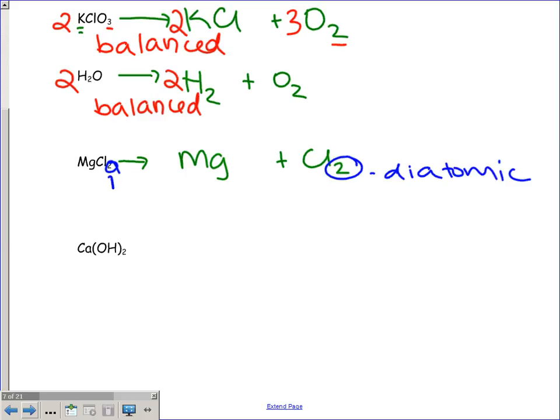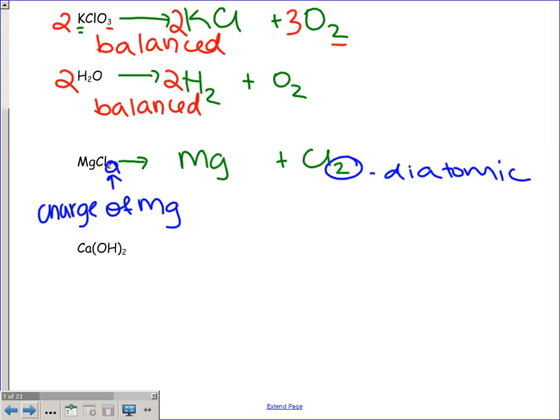This is the charge on magnesium. Those 2's both are required, but they're there for different reasons. So you have to be very careful and be able to keep that straight in your brain.